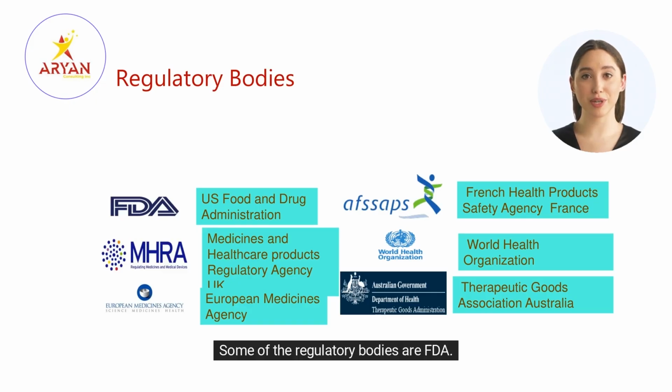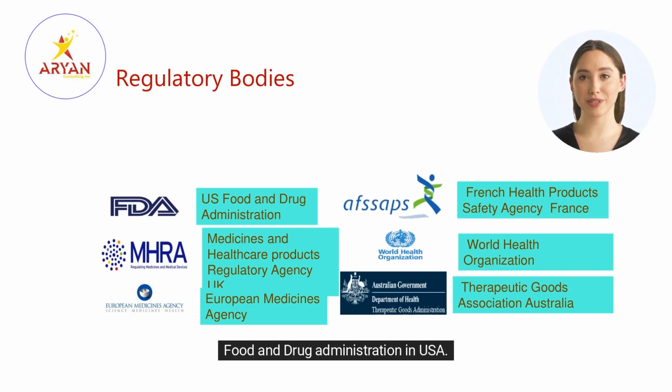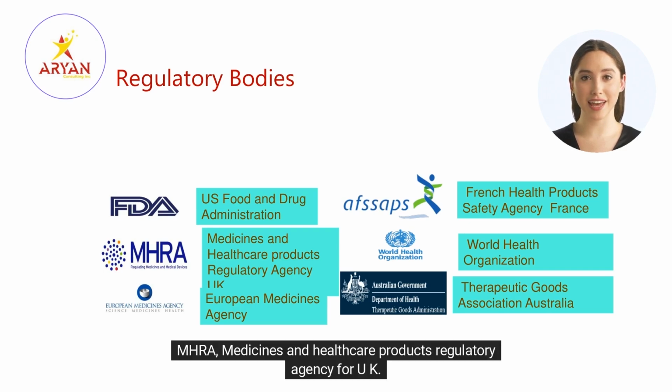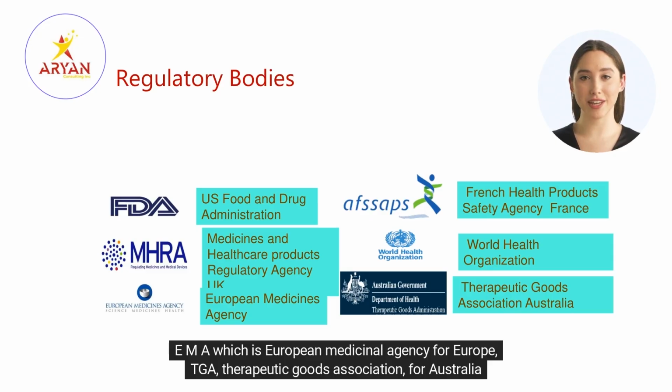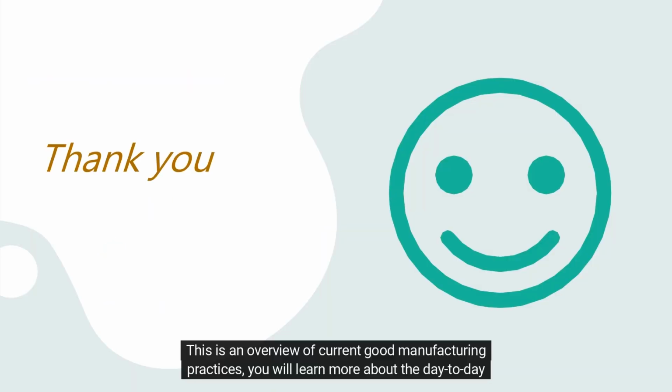Some of the regulatory bodies are FDA, Food and Drug Administration in USA, MHRA, Medicines and Healthcare Products Regulatory Agency for UK, EMA, which is European Medicines Agency for Europe, TGA, Therapeutic Goods Administration for Australia, and WHO, World Health Organization for common guidelines. This is an overview of current good manufacturing practices.